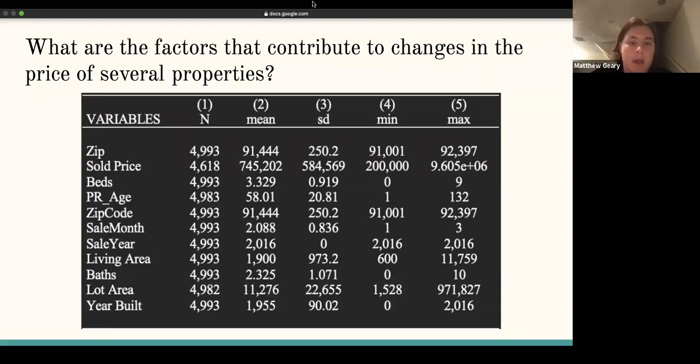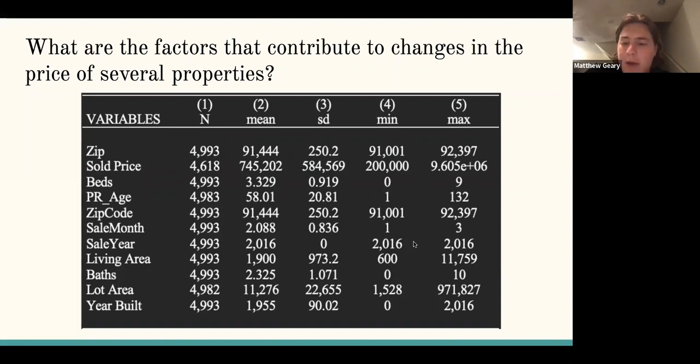And so this is just showing, on the N right here, is the number of observations. Then we have the mean for each. For example, the mean of the sold price is just about 745,000. There's about 3.3 beds, about 58 for the price age variable, and so on and so forth. And we can look at the min and the max as well, of what the low sold price is, what the highest sold price is. And the sales month, we look down here, it's between January and March alone in 2016.